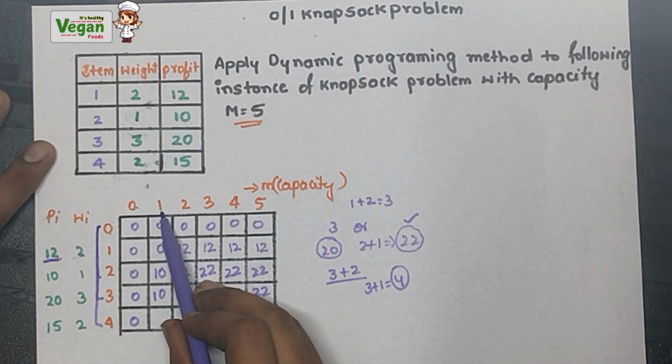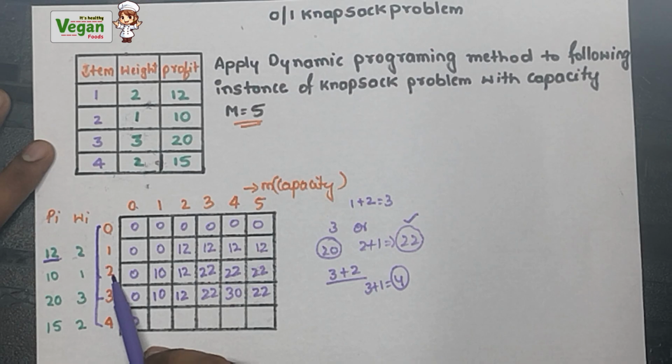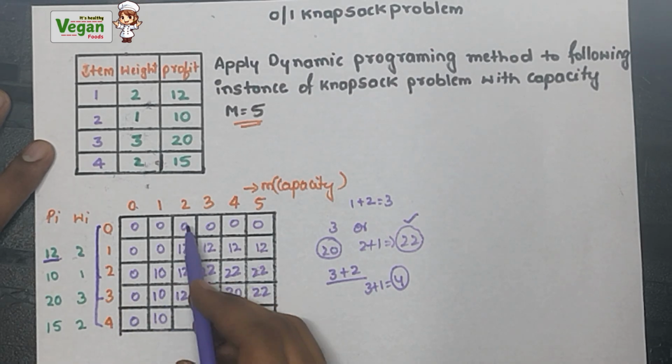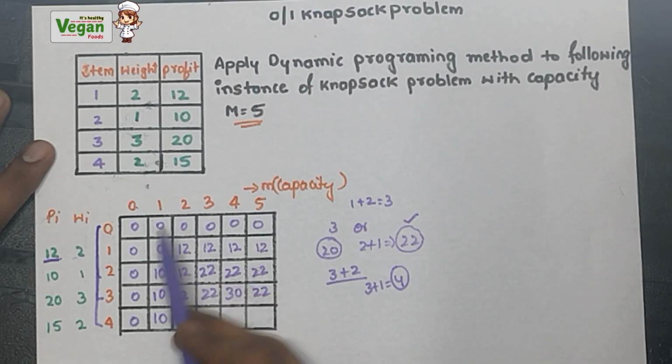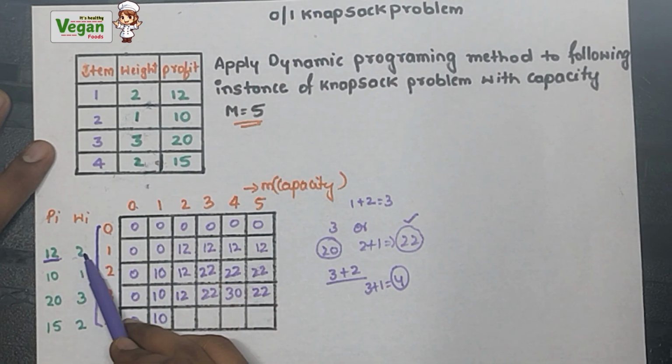Now, capacity is 1. I can directly fill the second item because its weight is equal to 1. What is its profit? 10. Next, since the capacity is 2, I can directly fill the first item.